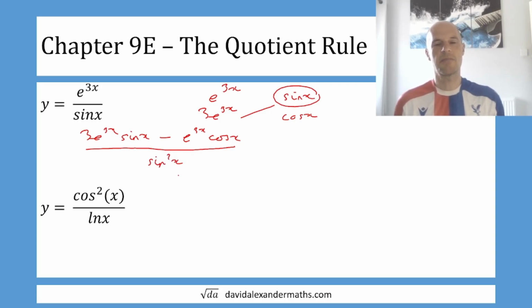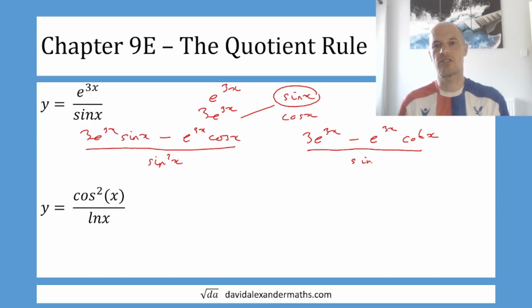Can we do any simplifying? Well, we could take out a sine from everything. I mean, I'd be tempted just to leave it as it is. If I divide through by sine, then I would have 3e to the 3x, take away e to the 3x. Now, cos x divided by sine x is a cot x. And that would be over just the 1 sine x.